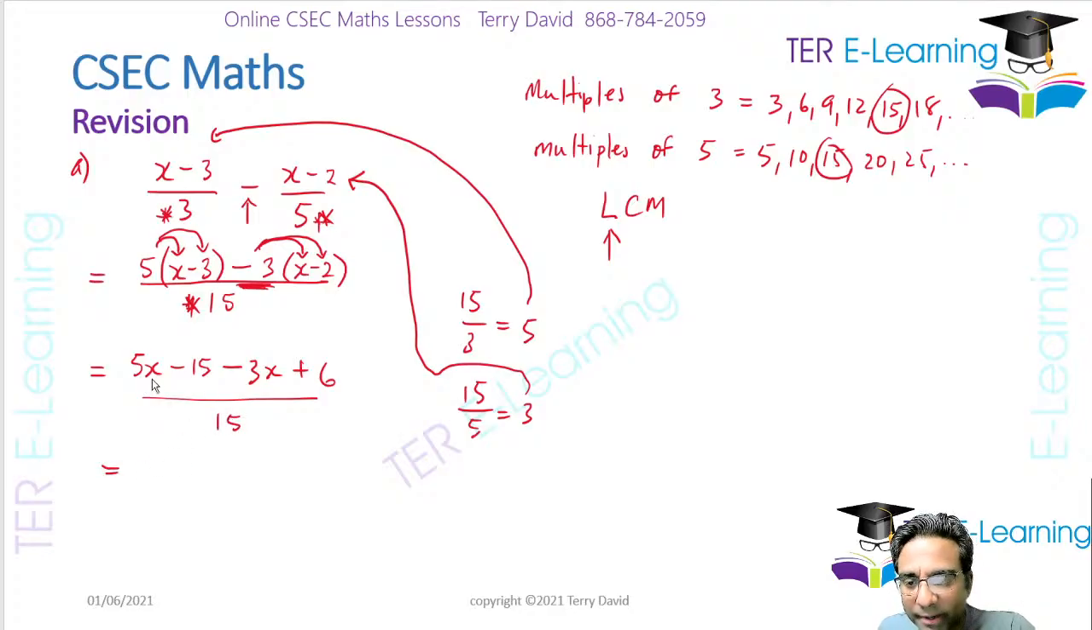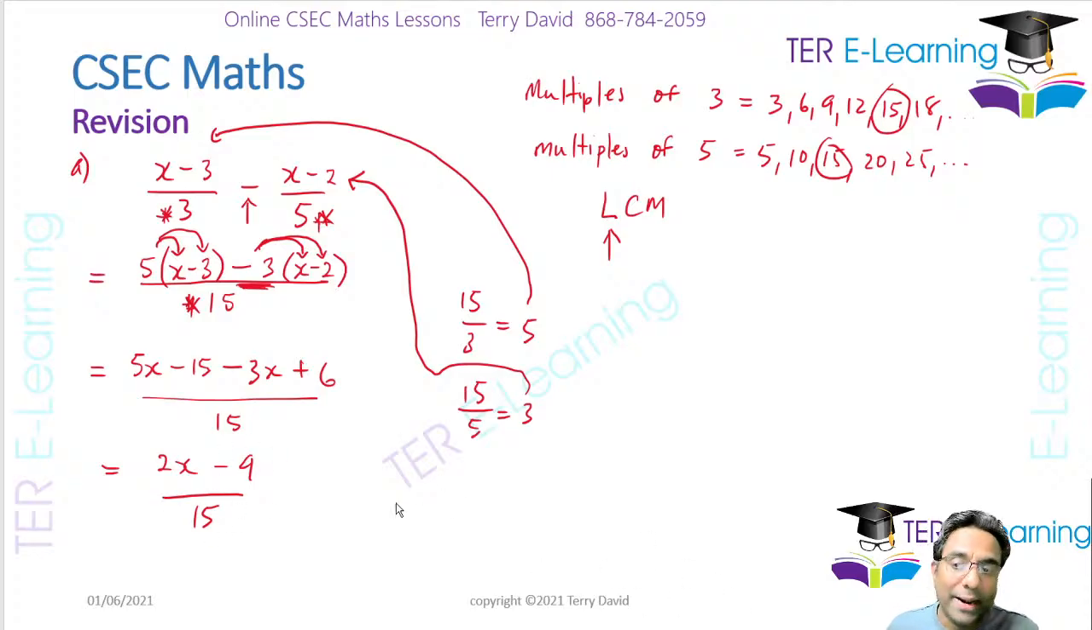So on top here, you have 5x minus 3x. That's going to give me 2x. And then you have minus 15 plus 6, and that's going to give me minus 9 all over 15. So this is my answer when I simplify this. That's going to be my answer there.